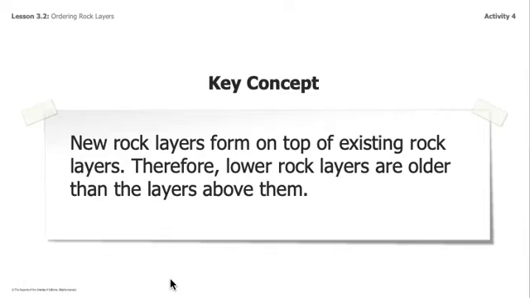Here is our key concept. New rock layers form on top of existing rock layers. Therefore, lower rock layers are older than the layers above them. This makes sense, right? It's like a cake. We don't build the cake from the top to the bottom. We build it from the bottom up, one layer at a time.